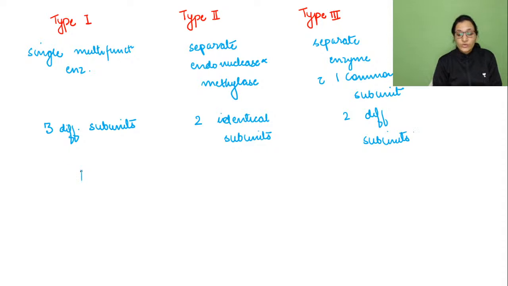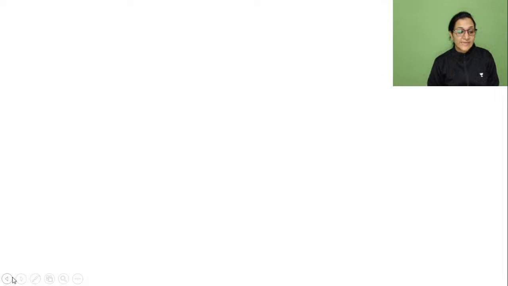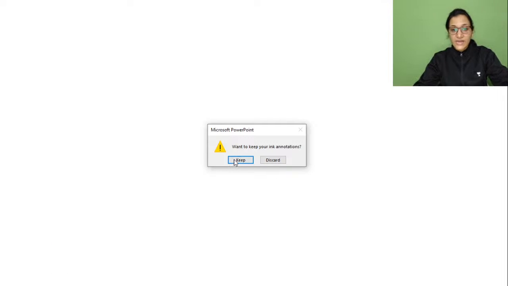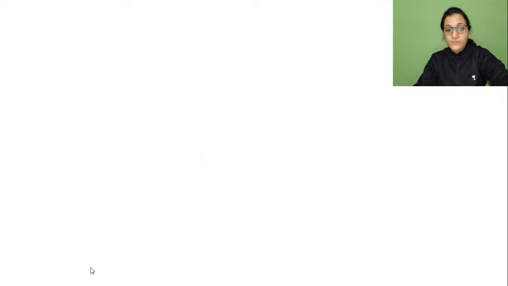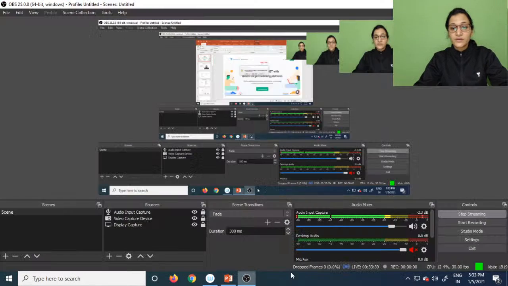Then type 1 is going to need ATP and magnesium ions. Type 2 is going to need magnesium ion only, and type 3 is going to need ATP along with the magnesium ions. So these are some of the categories of restriction enzymes. Now just a second, I'll add the slides and we'll be talking about the further enzymes.